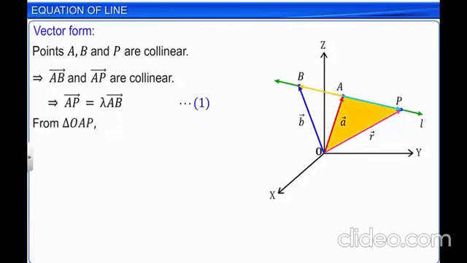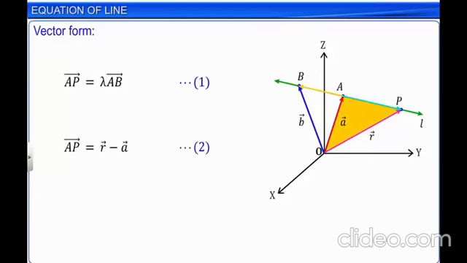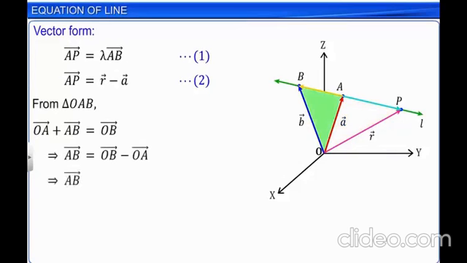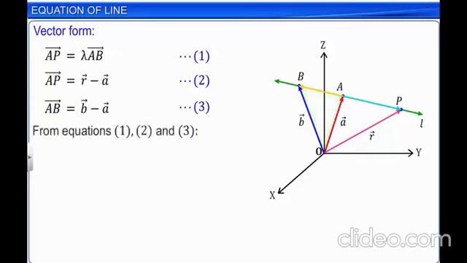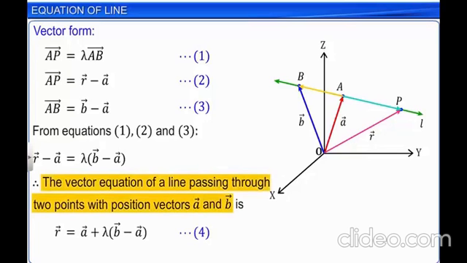Applying the triangle law of vector addition to triangle OAP and simplifying, we get the value of vector AP as shown in equation 2. Similarly, from triangle OAB, we get the value of vector AB as shown in equation 3. Substituting the values of vectors AP and AB from equations 2 and 3 in equation 1, we get equation 4. Equation 4 is the vector equation of a line that passes through 2 points with position vectors A and B.